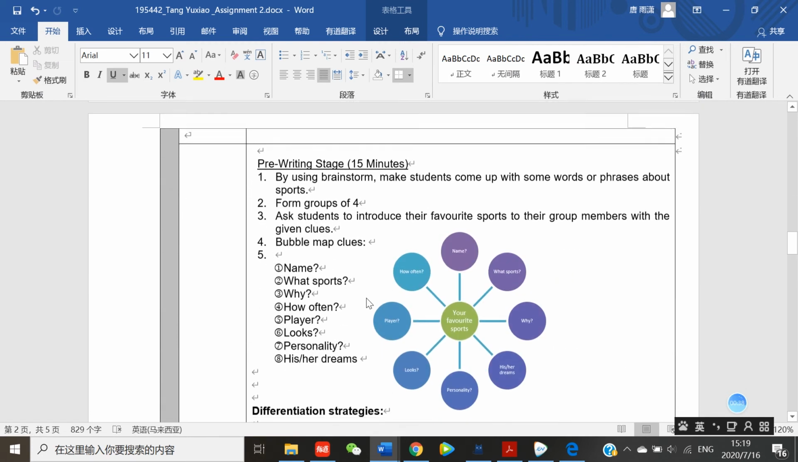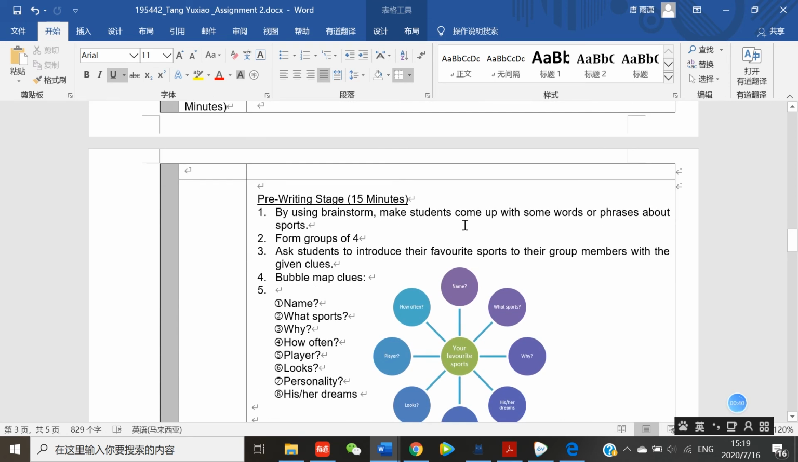And next is our lesson. First, we have the pre-writing stage. By using brainstorming, make students come up with some words or phrases about sports, such like your favorite sports player or your favorite sports. Students can say badminton, basketball, football, or else, and form groups of 4. Ask students to introduce their favorite sports to their group members with the given clues.